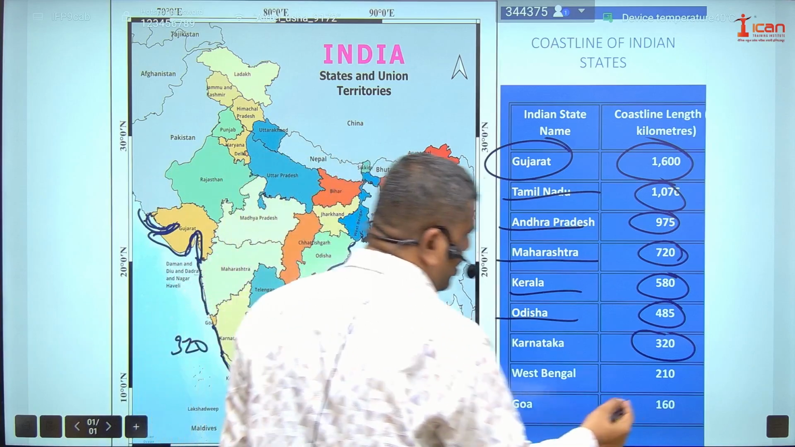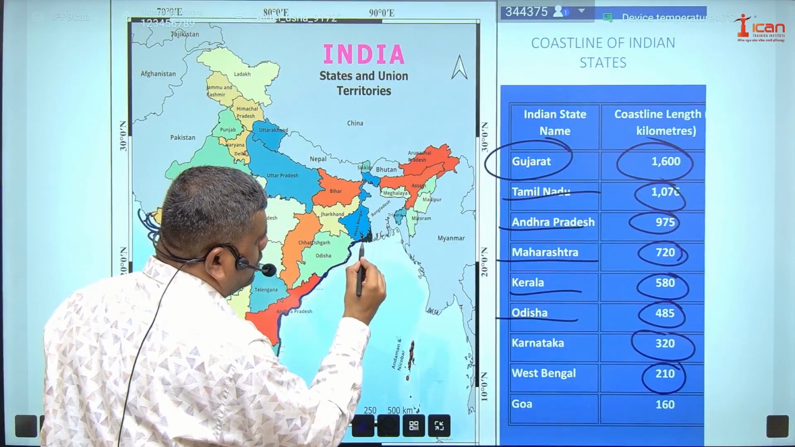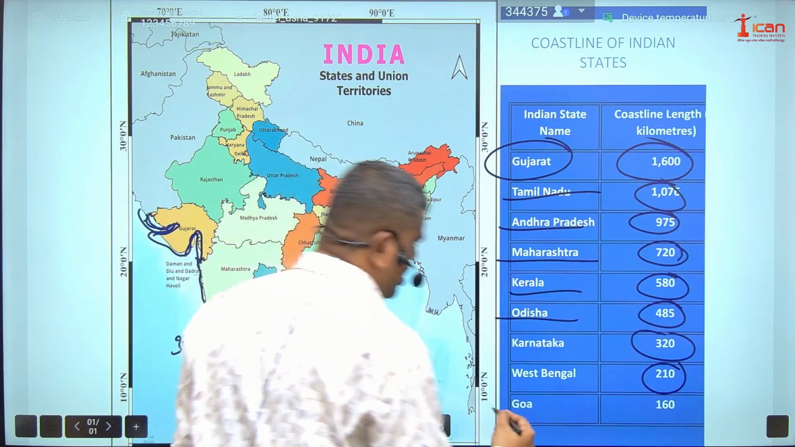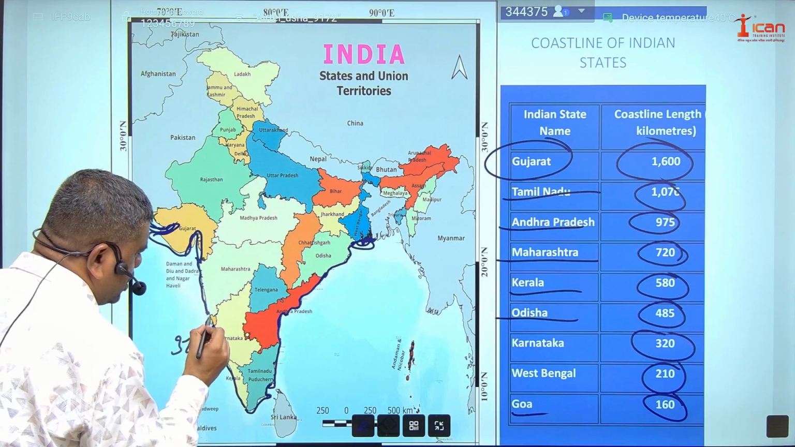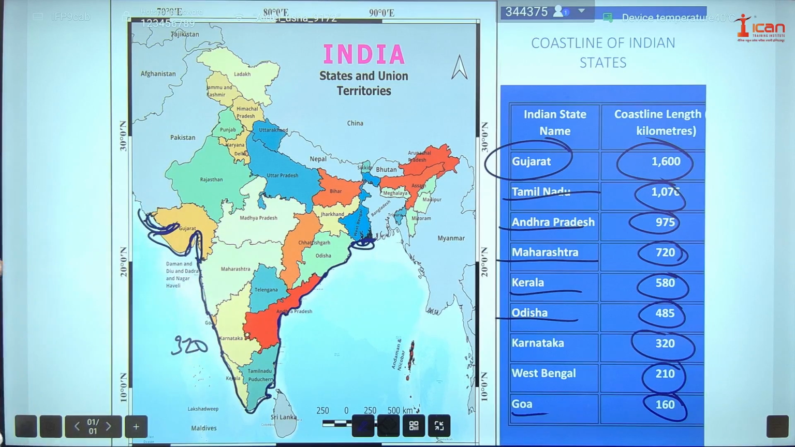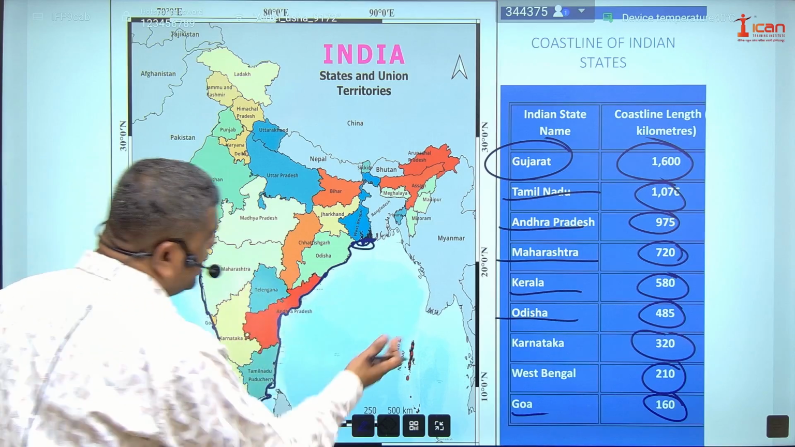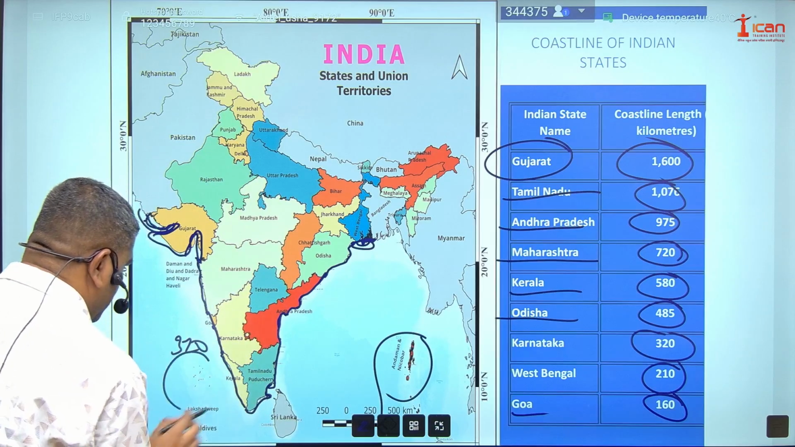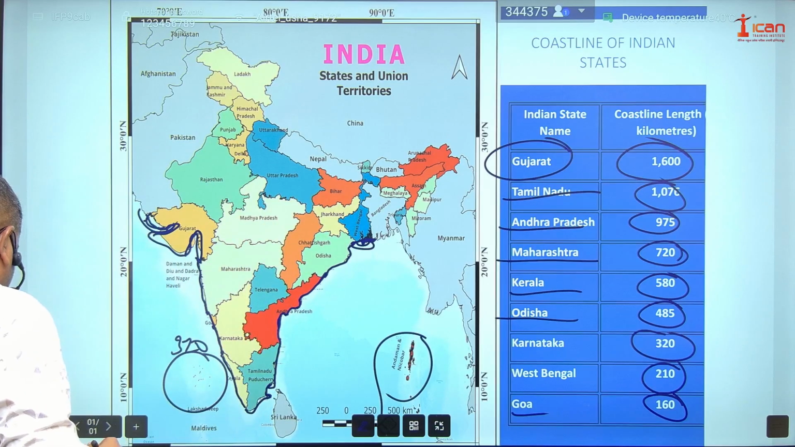And then we have West Bengal, which is 210. So West Bengal is only here, and this is mostly Sundarbans. The Sundarban delta is here, right? And then there is Goa with 160. Goa has a very small coastline. It's a very small state. It's the smallest state, right? So this is how the coastline is different. So India has both a western and an eastern coastline. We are not even counting these islands here. These are separate, but these coastlines are there.